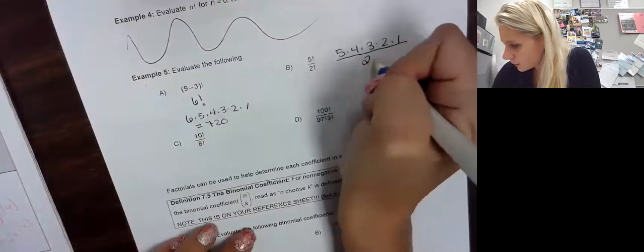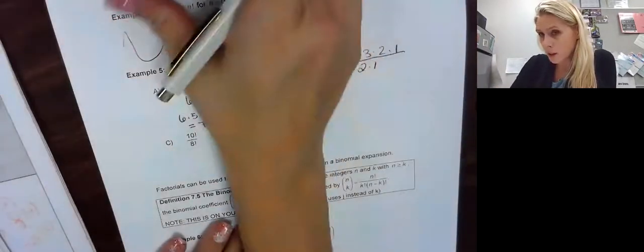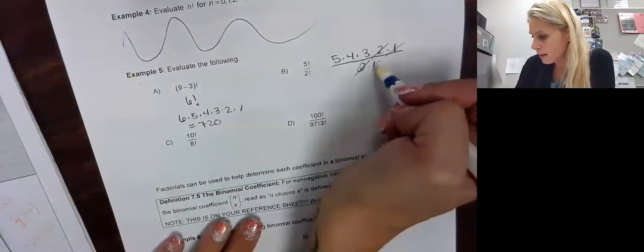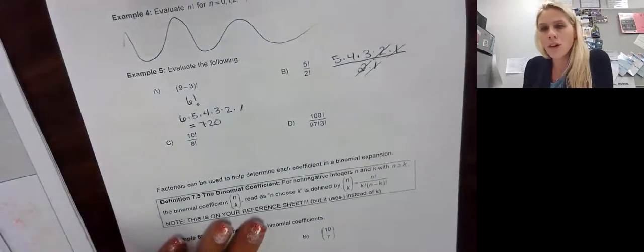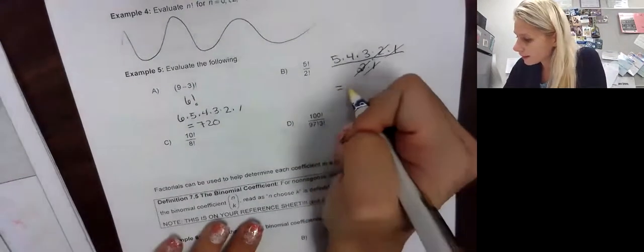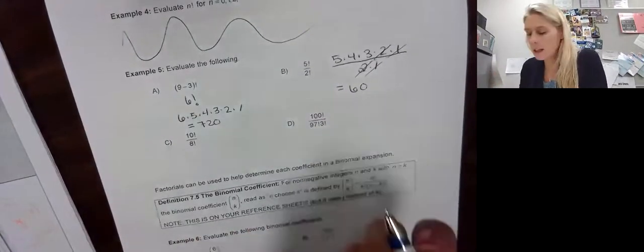2 factorial is 2 times 1. And if you look, what helps us evaluate this quicker is these terms cancel out. So we're really left with 5 times 4 times 3, which is 60. Now let's look at 10 factorial over 8 factorial.